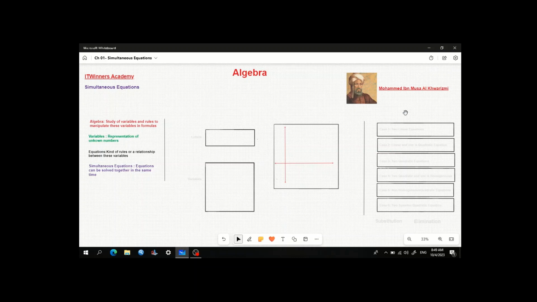So, what's meant by algebra? Algebra is the study of variables and rules to manipulate these variables, which was first published by Al-Khwarizmi.